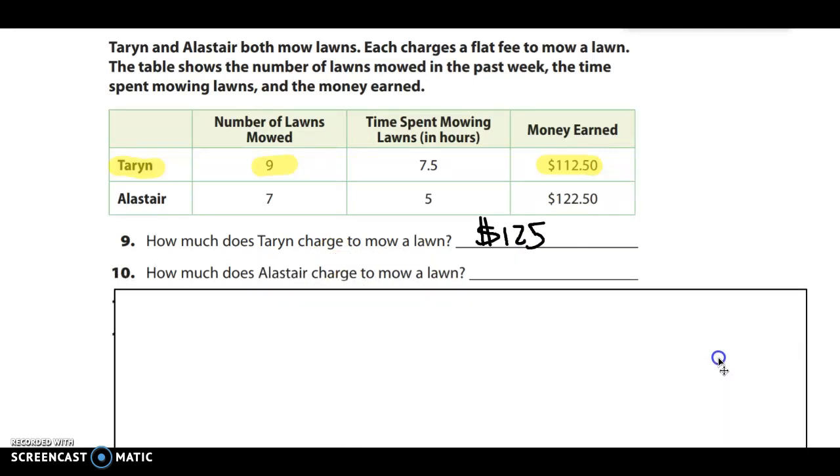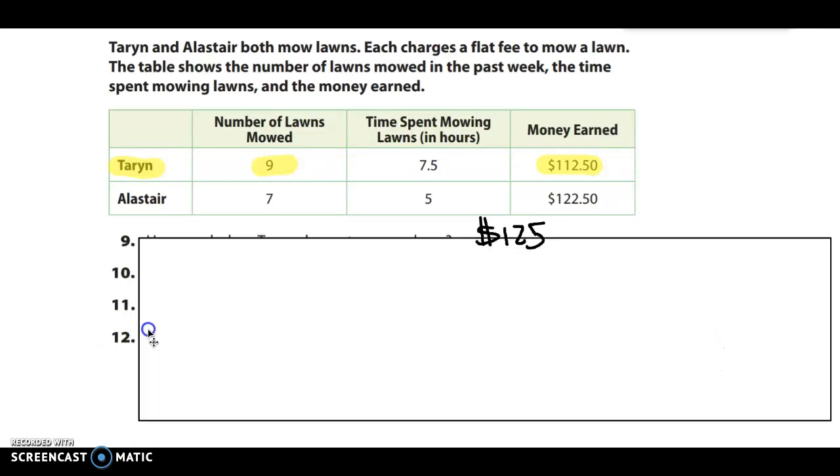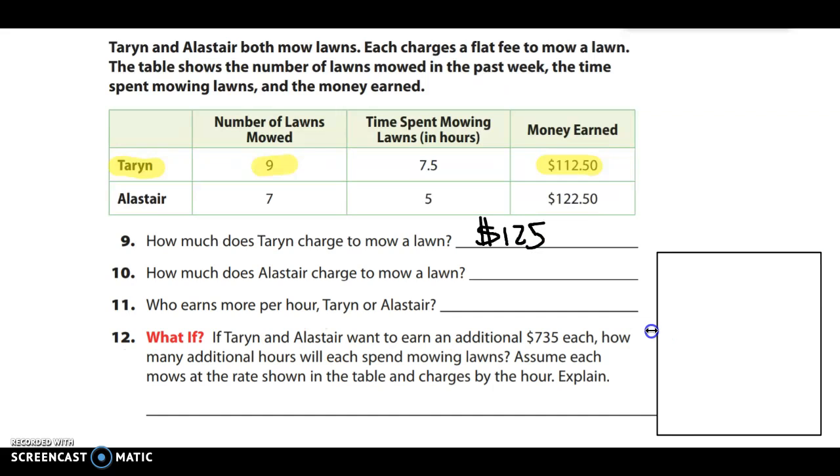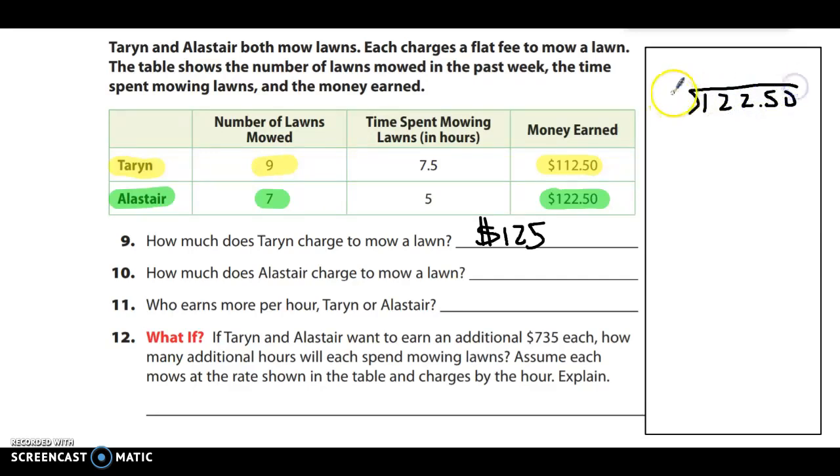Number 10. How much does Alistair charge to mow a lawn? I might change my whiteboard to look like this. I think I'll have enough space. It's going to be the same thing with Alistair, except that his numbers are different. He made $122.50 and he mowed 7 lawns. So I'm going to do $122.50 divided by 7. And I didn't write this answer very well. It's $12.50. Let me rewrite that.